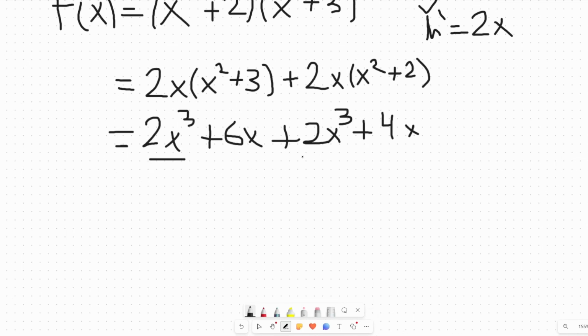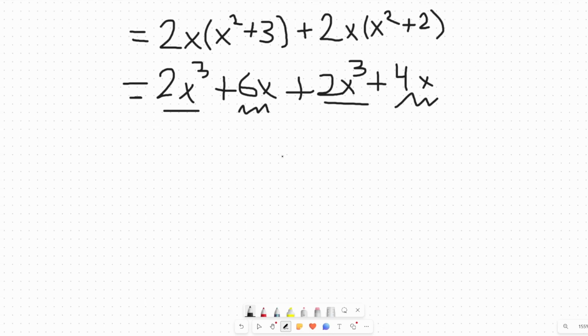Now you group your like terms. We have the cubed ones and the normal ones. So 2 plus 2 is 4x cubed, and then 6 plus 4 is 10x. So 4x cubed plus 10x is our final answer.